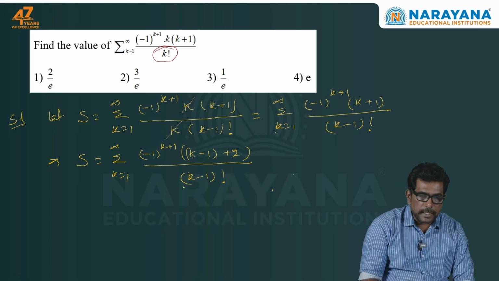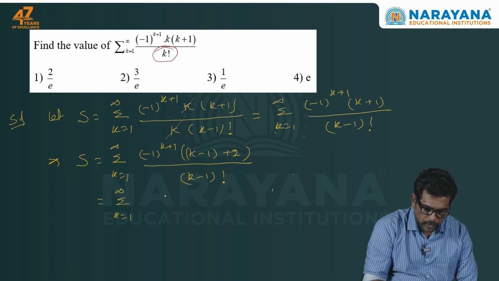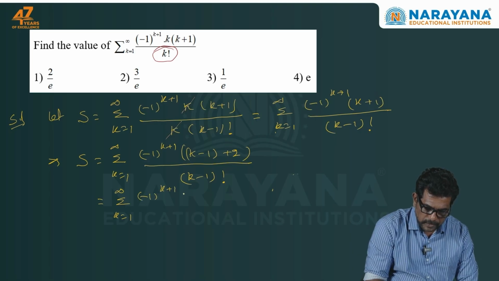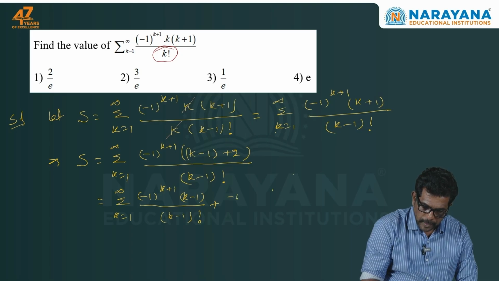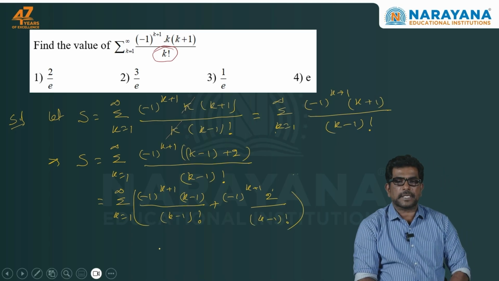Now I am separating this as two sums, that is S is equal to summation k is equal to 1 to infinity (minus 1) whole to the power of k plus 1 into (k minus 1) upon (k minus 1) factorial, plus (minus 1) whole to the power of k plus 1 into 2 upon (k minus 1) factorial. Like this I am separating.